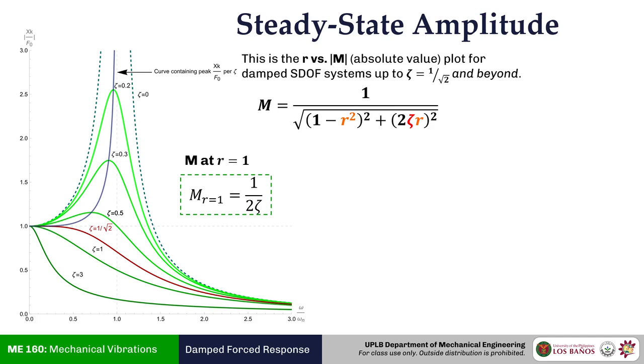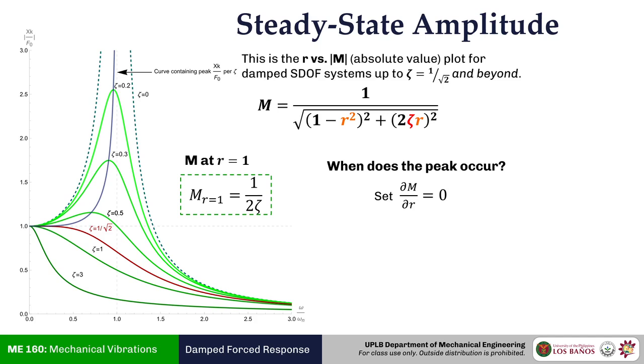Ngayon, paano nga natin kukunin yung peak value natin at paano natin malalaman kung ano yung peak value ng magnification natin? So, yung una natin kailangan hanapin is aling frequency ratio yung magkokos nung peak value natin ng M. So, to do that, we have to do some calculus or rather partial differentiation. So, we have to find the derivative of the magnification with respect to the frequency ratio and equate it to 0. So, of course, lalabas dun yung location nung peak value natin.